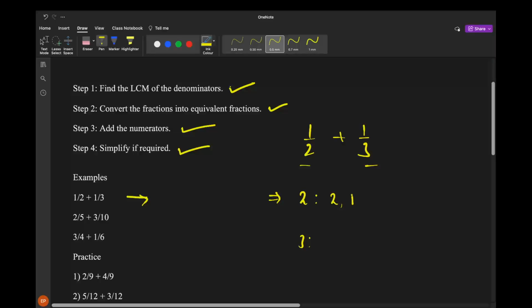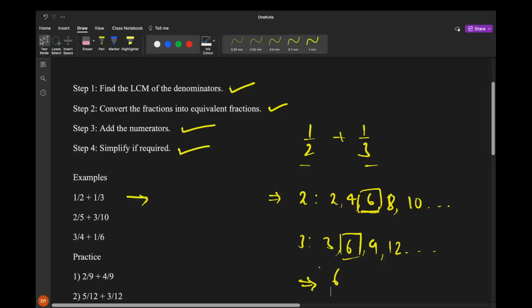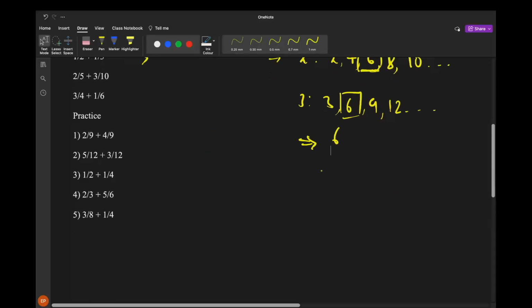2 1s are 2, 2 2s are 4, 2 3s are 6, 2 4s are 8, 2 5s are 10 and so on. 3 1s are 3, 3 2s are 6, 3 3s are 9, 3 4s are 12 and so on. Which is the first common multiple? 6 is common here. So LCM is 6. And let me teach another easy method to find the LCM.